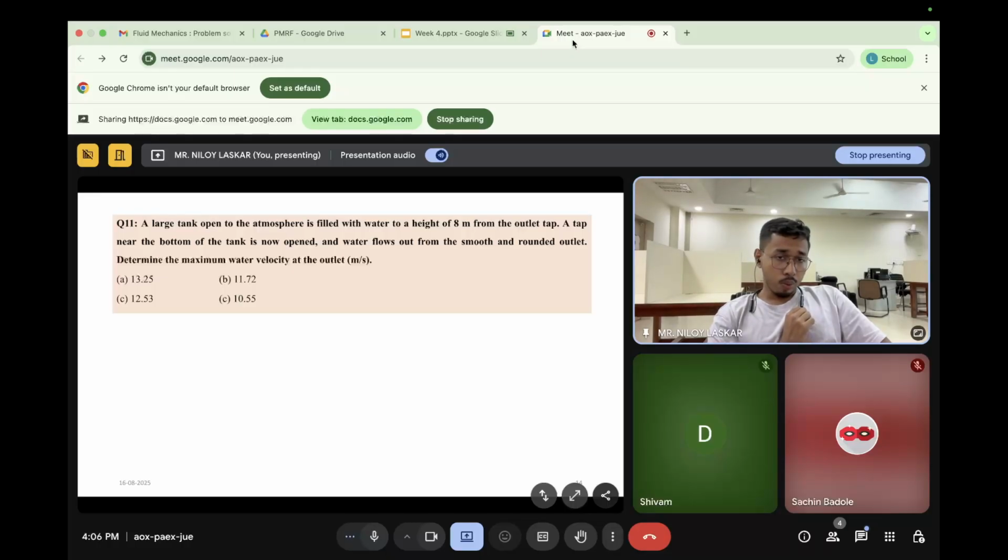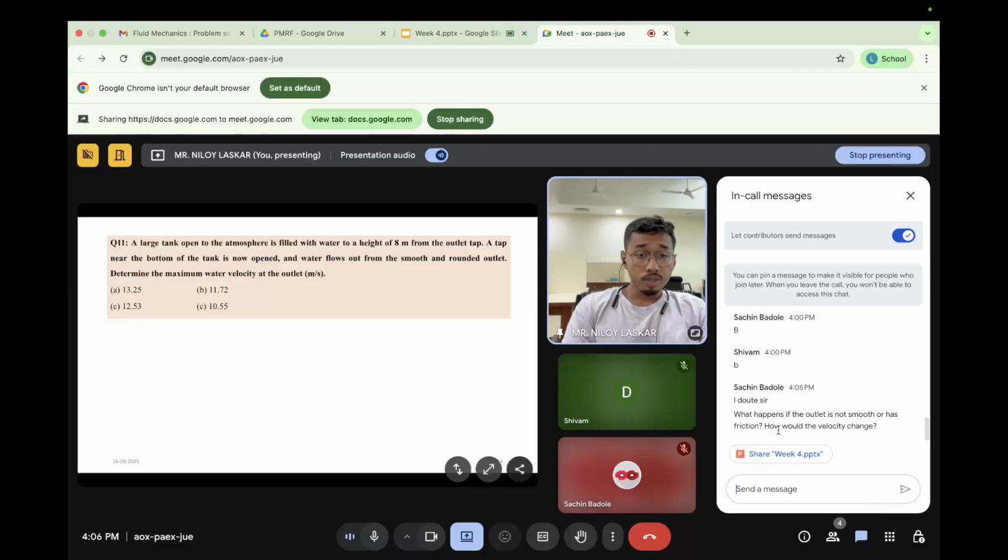This question is mainly at the BTech level. So why is it given as a smooth and round outlet? Because they are not considering the correction factor. Just a minute, let me check your question once again. What you said is: what happens if the outlet is not smooth or has friction, how would the velocity change?